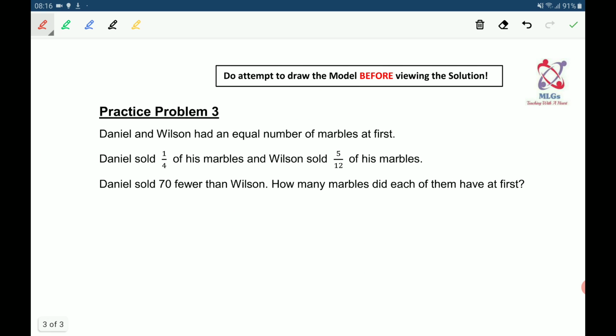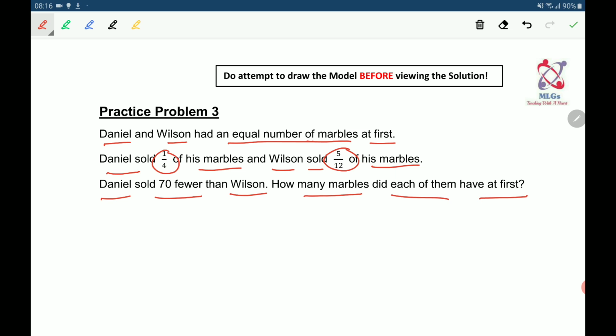Daniel and Wilson had an equal number of marbles at first. Daniel sold 1/4 of his marbles, and Wilson sold 5/12 of his marbles. Daniel sold 70 fewer than Wilson. How many marbles did each of them have at first?